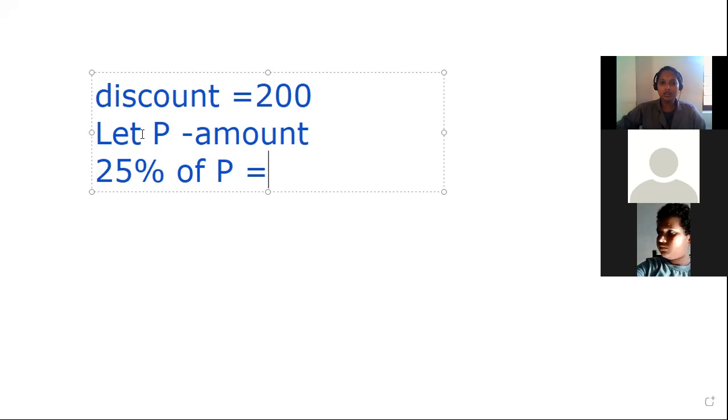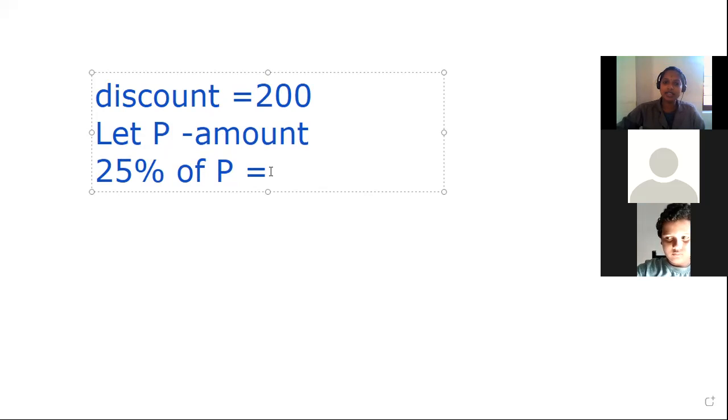Okay. So, we have the discount amount 200 and we know that there is a reduction or discount of 20%. That means the total amount, 20% is given as discount. So, we have to find the total amount or the actual price. I have chosen capital P as the amount or the actual price of the sweater.